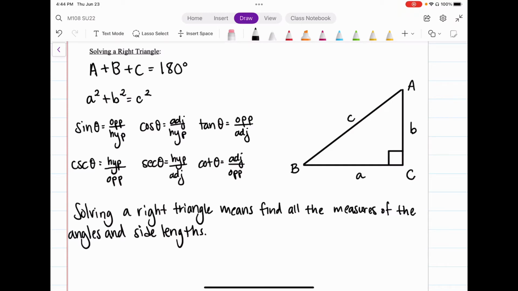Another example is, let's say you have a ladder leaning up against a building. You know how tall your ladder is, you know how high up the building it is, and you want to know what your angle of elevation is. Or you know the length of your ladder and you know how far away the ladder is. You could determine how high up the ladder is or the angle of elevation as well.